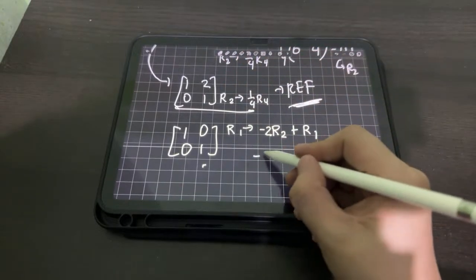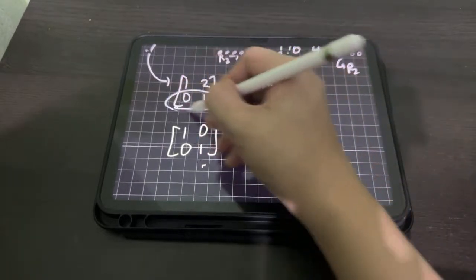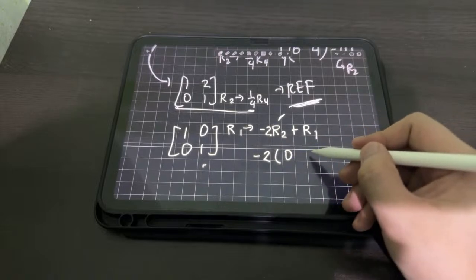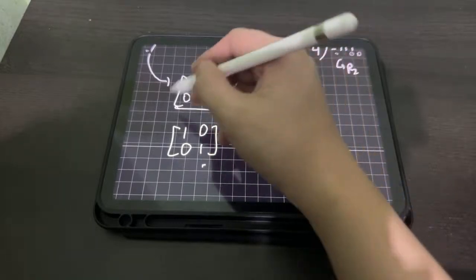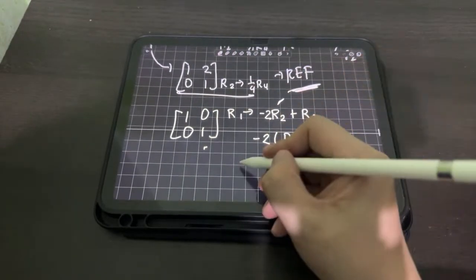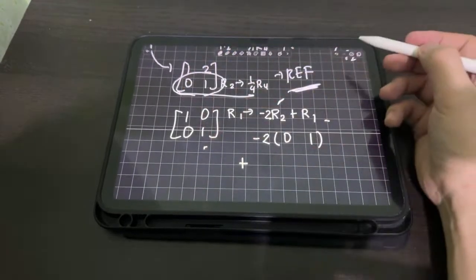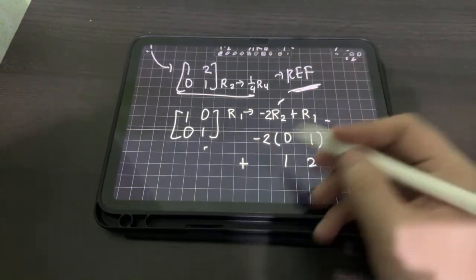So you have negative 2 times R2. This is your original form, the REF. You multiply negative 2 by the entries in its row 2, which are 0, 1, and add this with the entries in row 1, which are 1, 2.